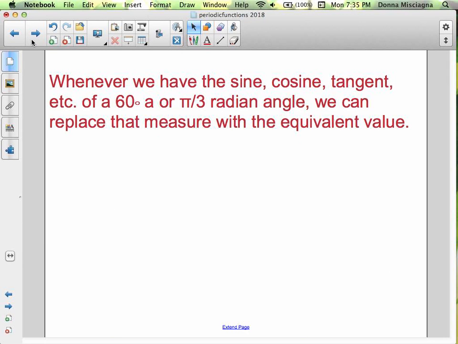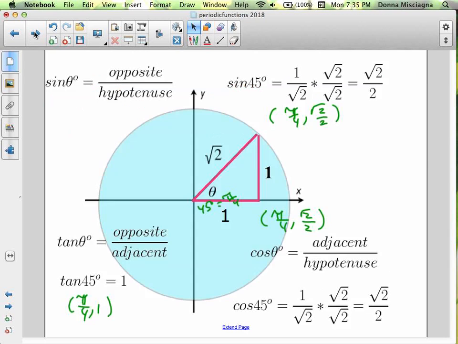Whenever we have sine, cosine, tangent, etc. of a 60-degree or a pi/3 radian angle, we can replace that measure with the equivalent value, and we'll follow the equal sign. That's its equivalent value. It was the y value for all of those when I wrote it as a point.